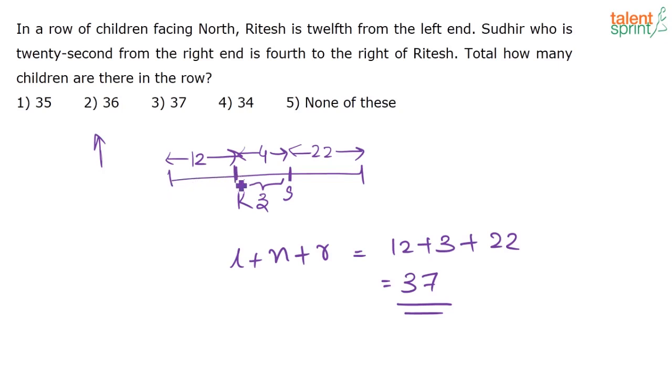11 people before Ritesh plus Ritesh, that is 12. Then these 3 people are there. Then followed by Sudhir. Then after Sudhir there are 21 people. So we have to just add them. Again, that is also 12 plus 3 plus 22, that is equal to 37. So the answer for this question is option 3. So I hope it's clear. Let's move on to the next question.